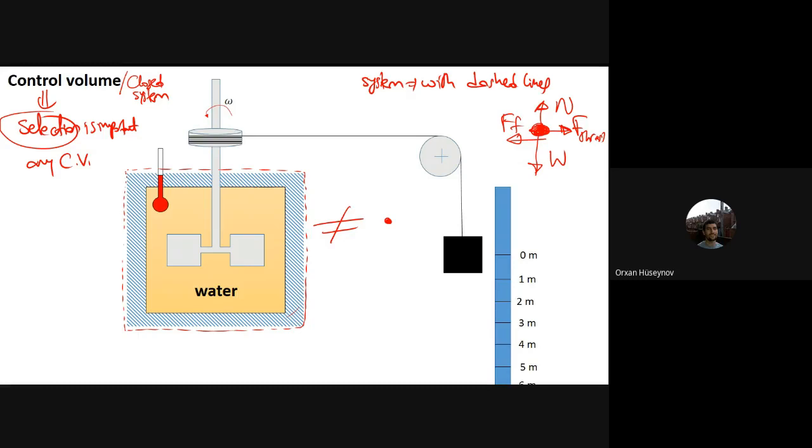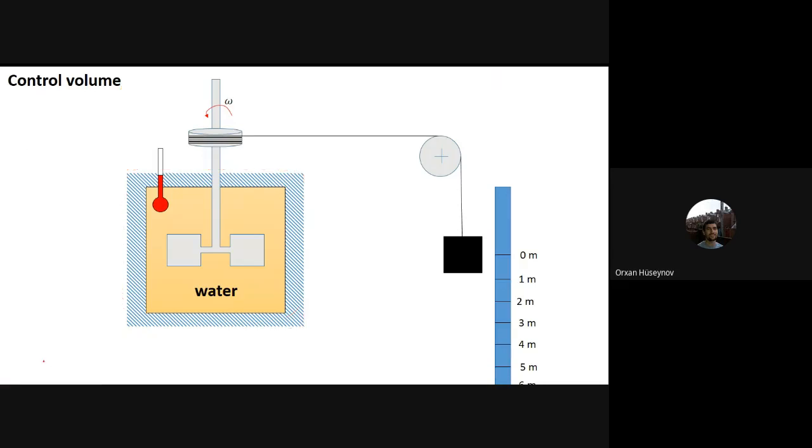And in, for example, dynamics or statics, selection of particles is important for force analysis. In thermodynamics, selection of the control volume or closed system is important for system analysis. Now I will show you 3 different control volumes and also closed systems, and you will understand why it is so important. But firstly, I should write, there are 3 types of transfer.